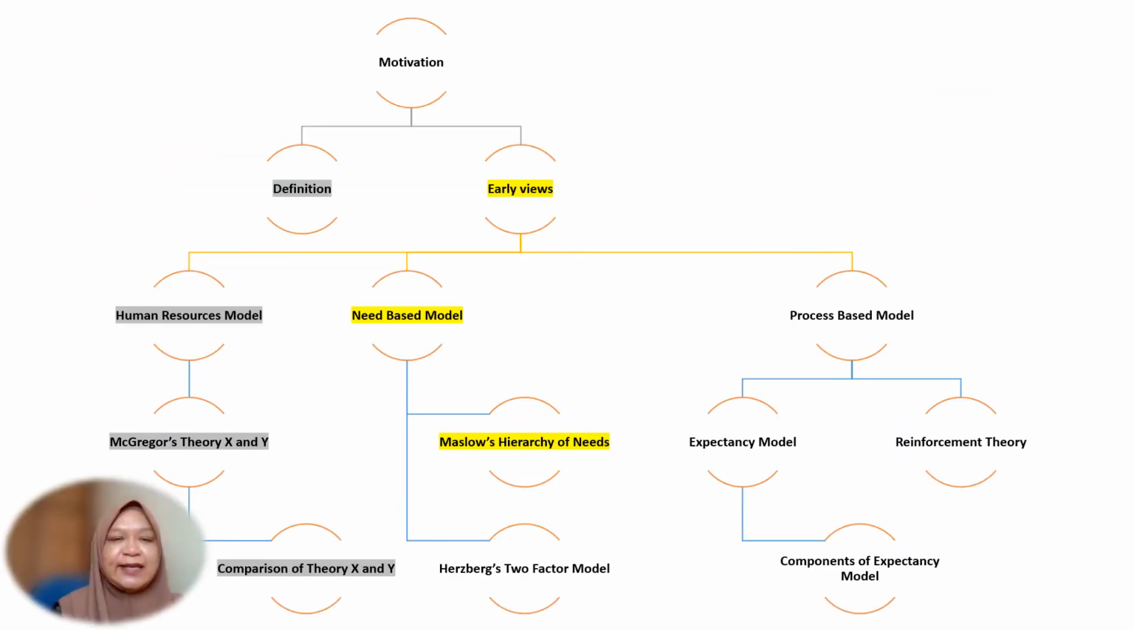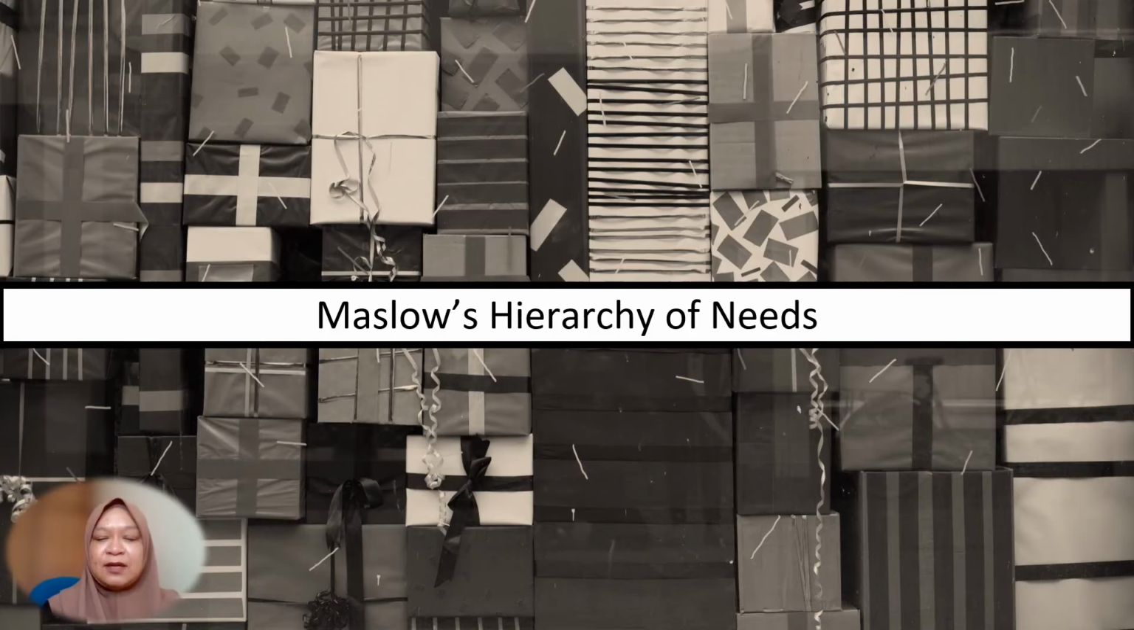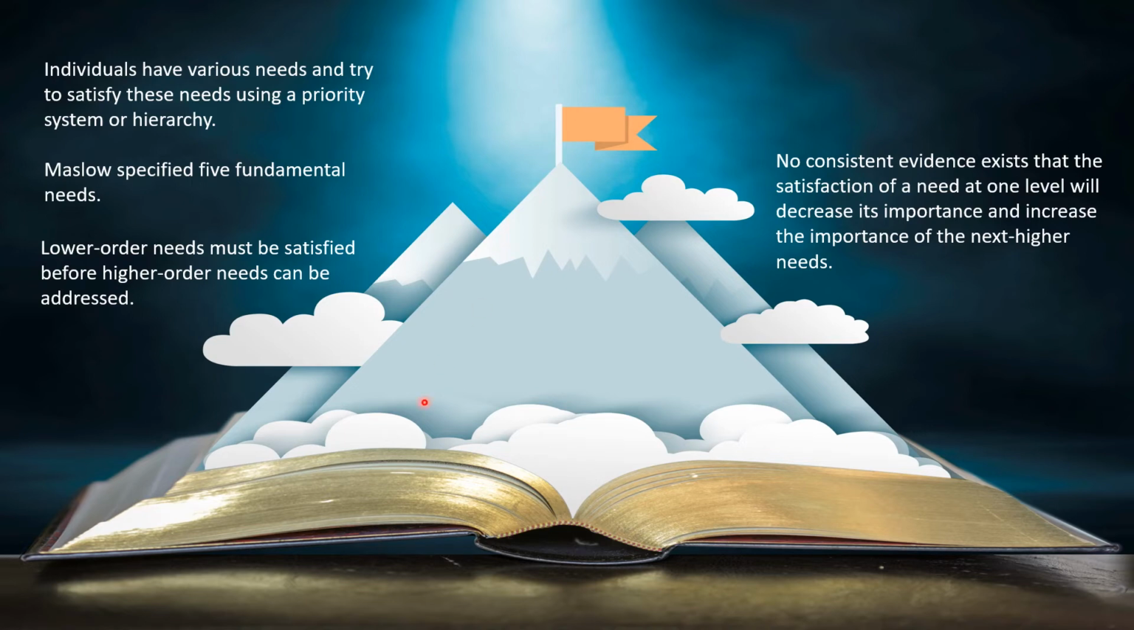Next we want to see the need-based model, and the first one is Maslow's hierarchy of needs. Maslow's hierarchy of needs states that individuals have various needs and try to satisfy them using a priority system or hierarchy. It has 5 fundamental needs: lower order needs and higher order needs, whereby the lower order needs must be satisfied first before we can move further up.